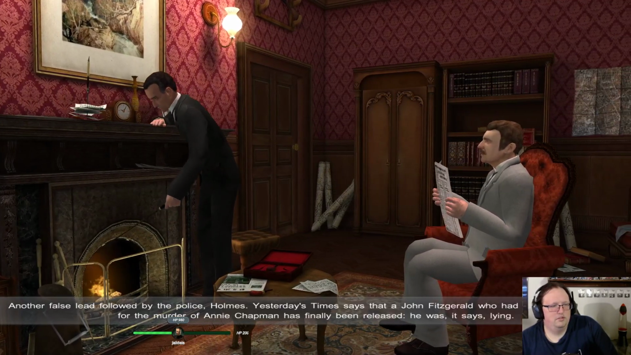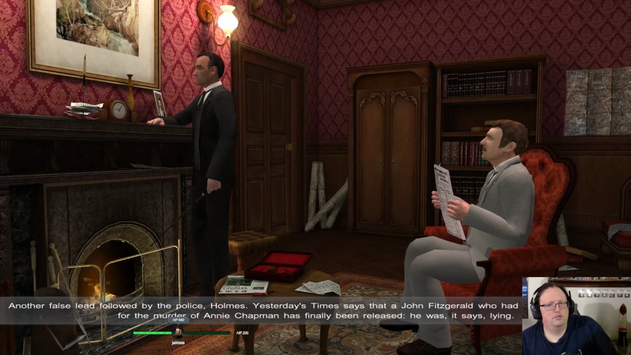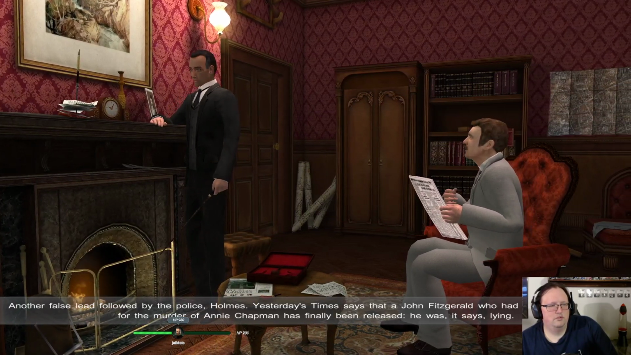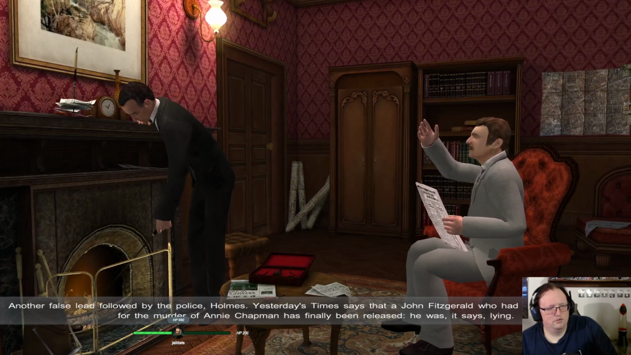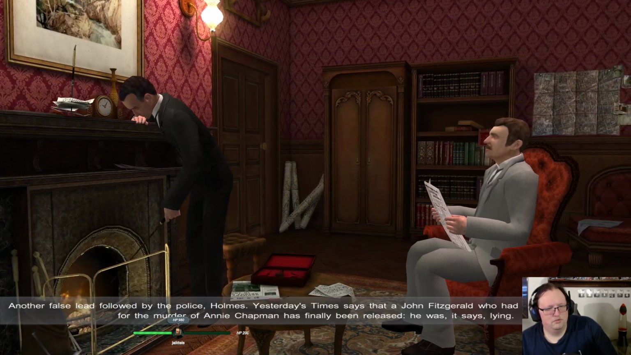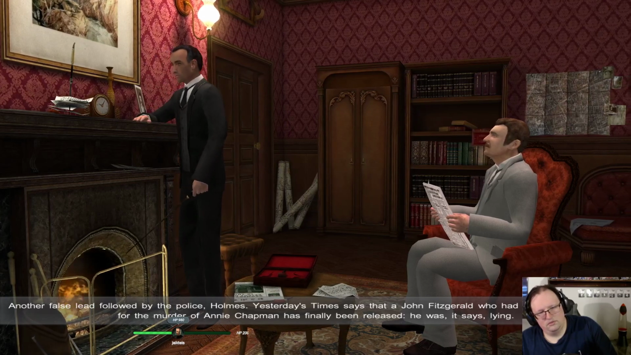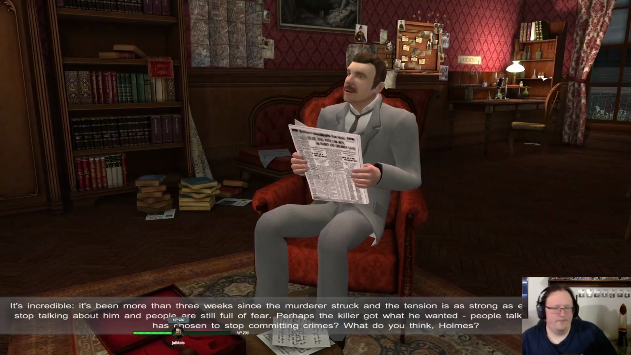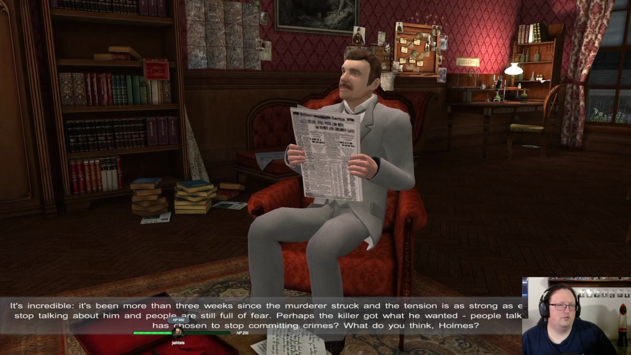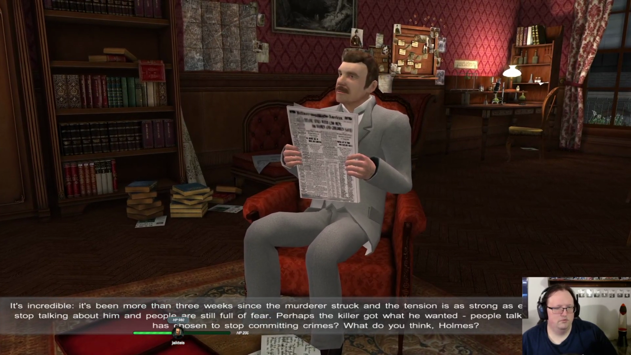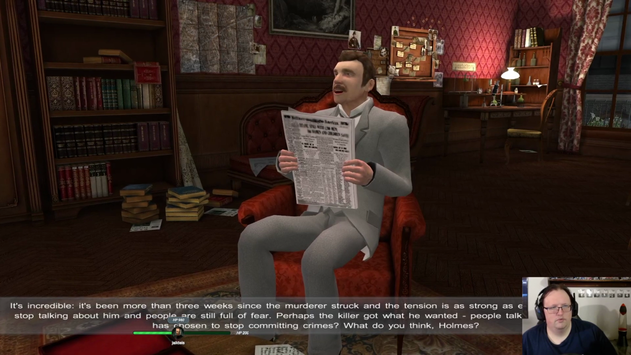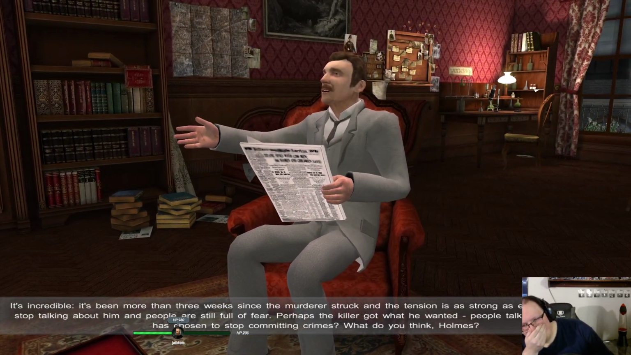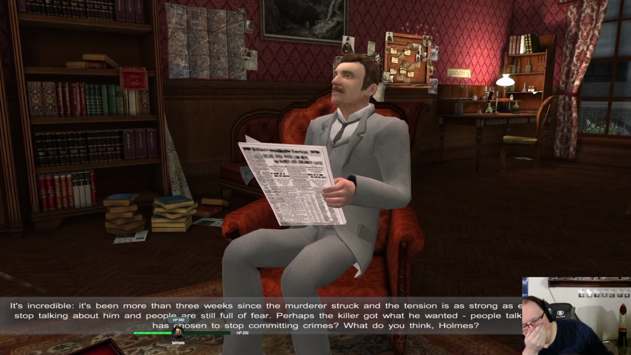Another false lead followed by the police, Holmes? Yesterday's Times says that a John Fitzgerald, who had claimed responsibility for the murder of Annie Chapman, has finally been released. He was, it says, lying. That's of little importance, Watson. It's incredible. It's been more than 3 weeks since the murderer struck, and the tension is as strong as ever. The press won't stop talking about him, and people are still full of fear.